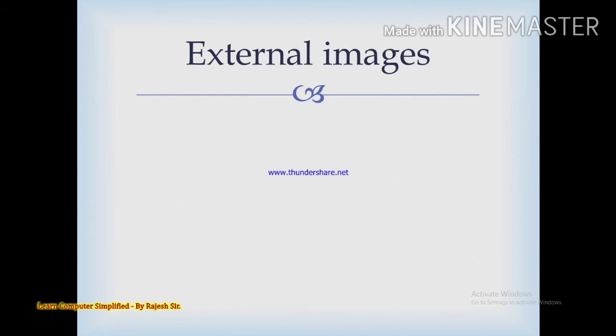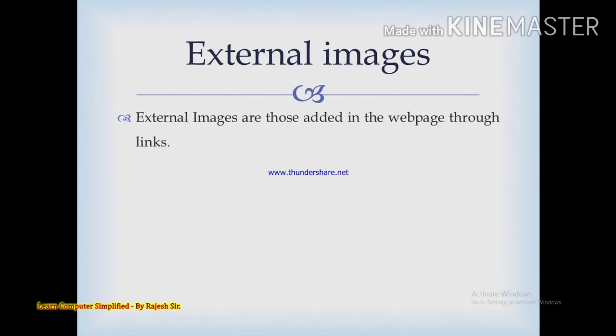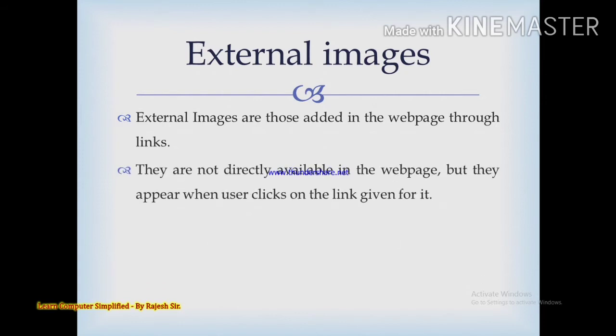External image. External images are those added in the web page through links. Means these images are not a part of the web page itself. They are added in the web page in the form of hypertext or hyperlinks. Simply we can say the images which are added in the web page through links. They are not directly available in the web page, but they appear when the user clicks on the link given for it. Let us see the syntax part.